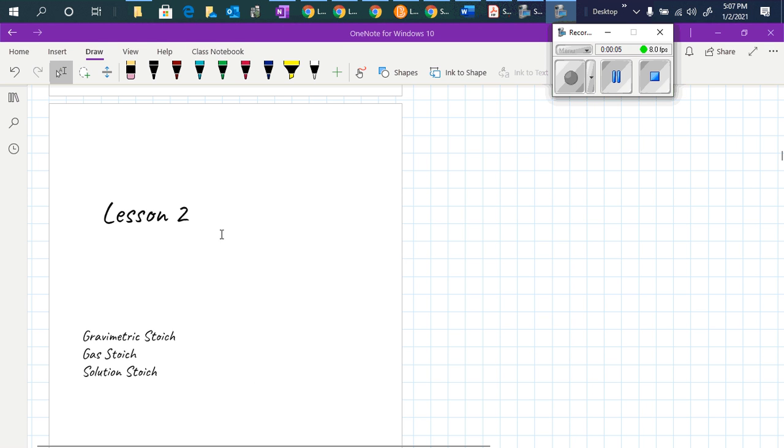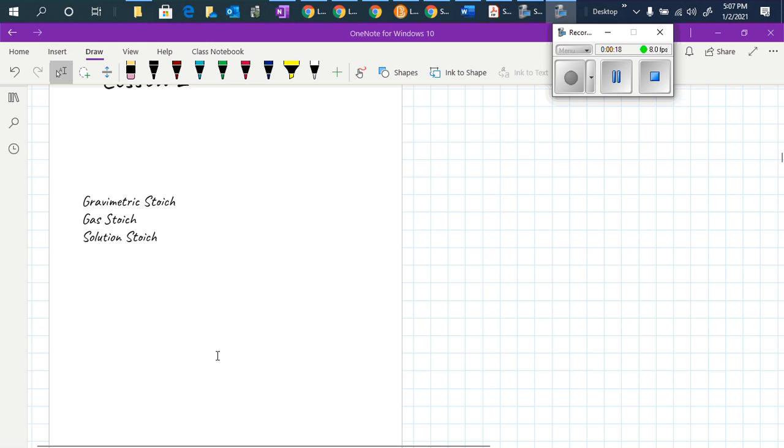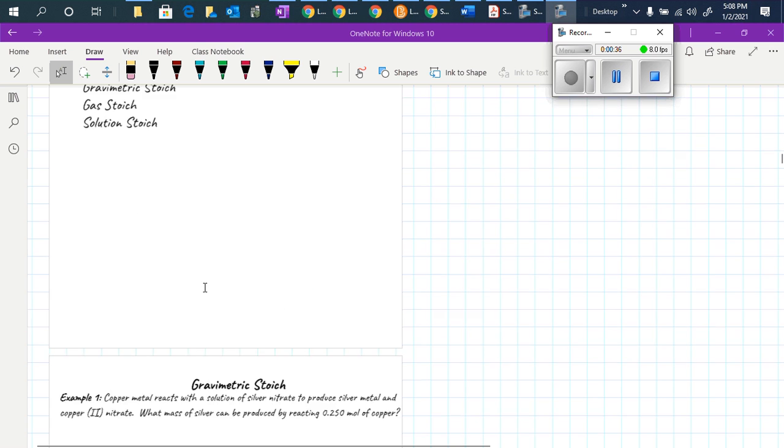We will start with lesson 2, and this has a lot of parts on it. It is dealing with gravimetric Stoich, gas Stoich, and solution Stoich. We'll start with gravimetric Stoich initially, but then the logic is the same thing. And then at the end of this lesson, I will make a summary of all of what we are dealing with in this lesson.